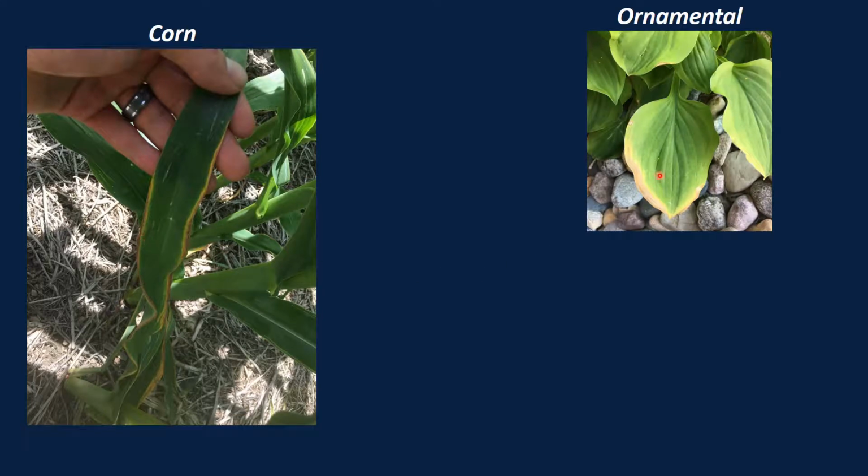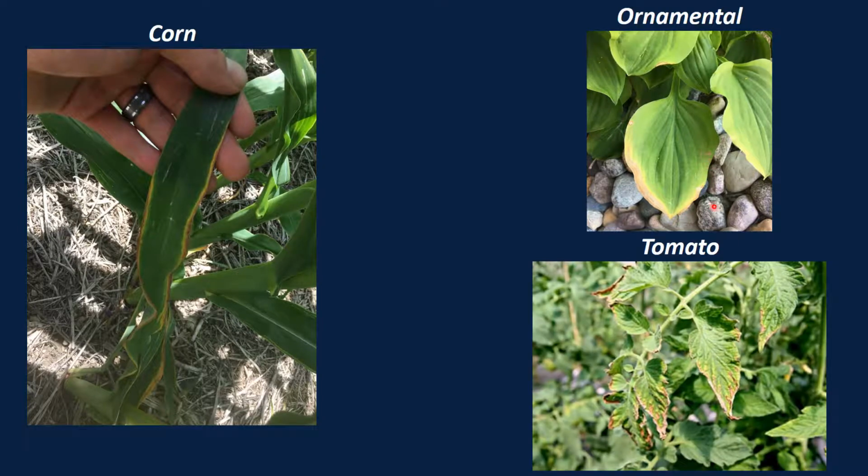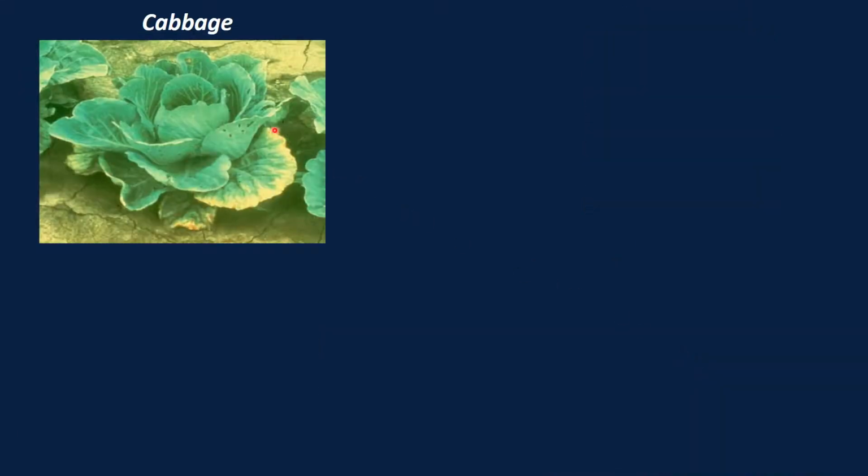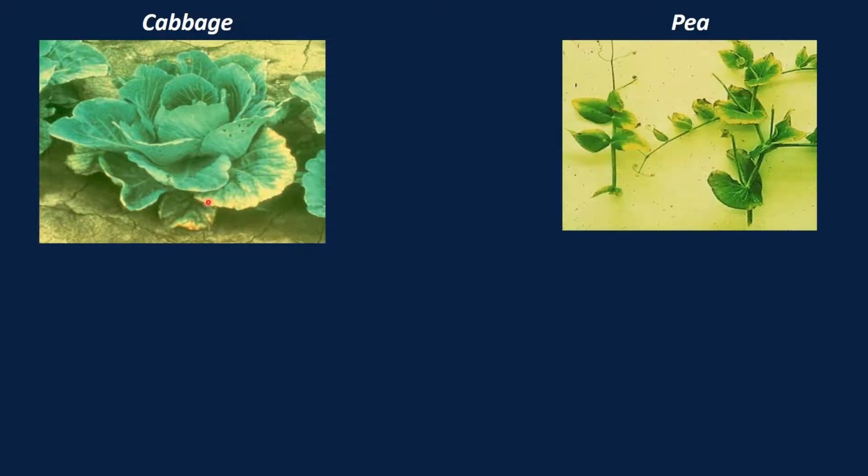We can also look at it in ornamental plants. Just that leaf edge will start to get yellow and brown. Tomatoes, again, that leaf edge, we start to see this area here get yellow and brown. Cabbage, again, that outside leaf margin, not the whole leaf, just that outside portion. Peas, we can see it here.